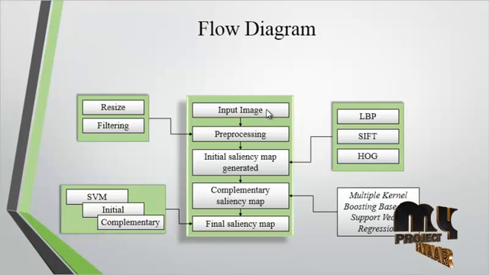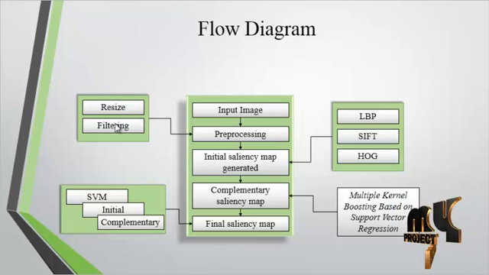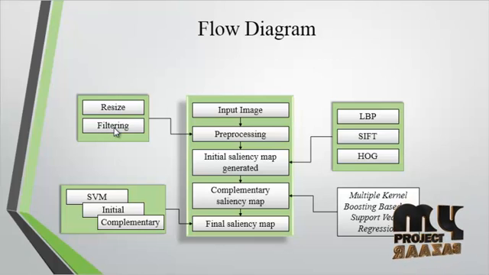After getting the input image from the dataset, the pre-processing is carried out. In this process, we have mainly considered two pre-processing steps. The first one is image resizing, and the second pre-processing step is image filtering. In image resizing, we reduce the dimension of the image to a constant size. In the filtering step, we filter the noise in the image using the Gaussian filter method.